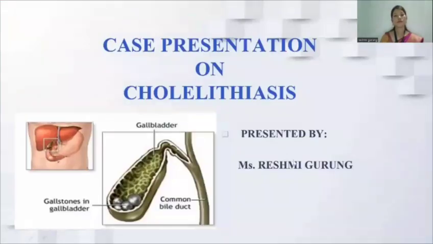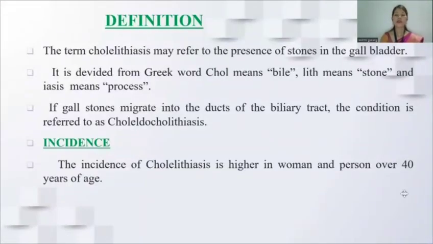So what is cholelithiasis? The term cholelithiasis refers to the presence of stone in the gallbladder, and this term is derived from the Greek words where chol means bile, lith means stone, and iasis means process. So when the stone is present in the gallbladder, we call it cholelithiasis. But if the stone is present in the bile duct, which is your common bile duct, then we will call it choledocholithiasis. Coming to the incidence, cholelithiasis is higher in women and in persons over 40 years of age.